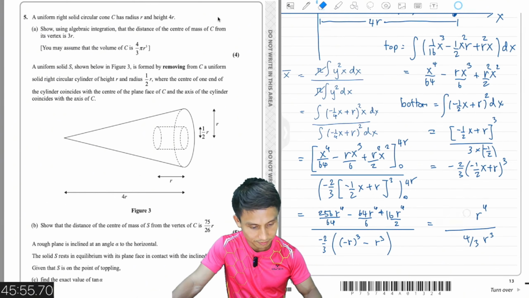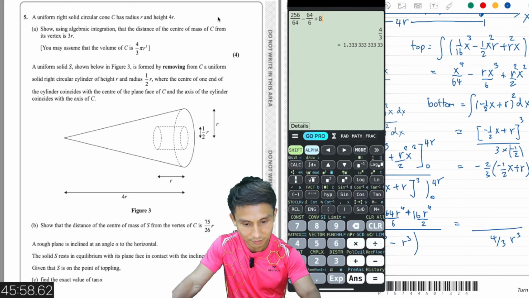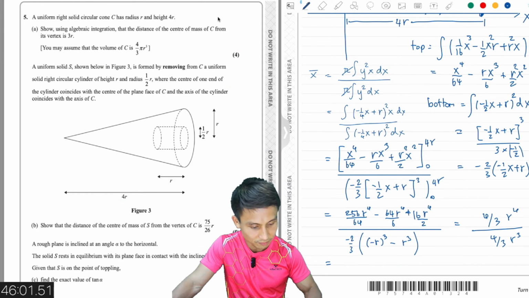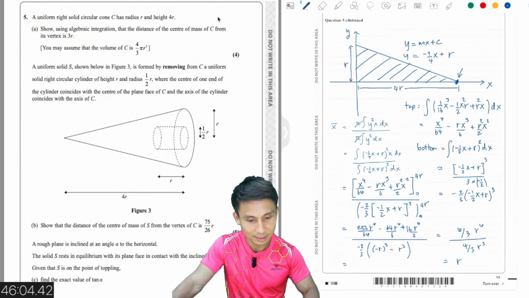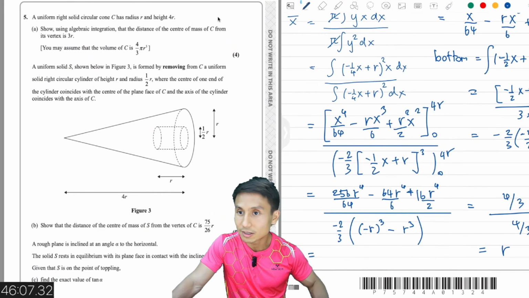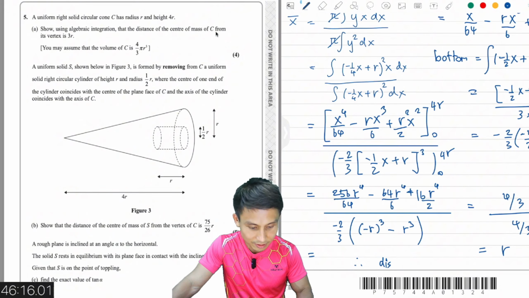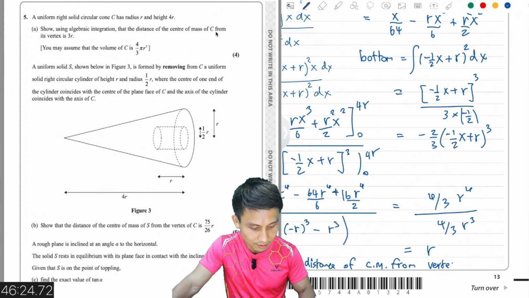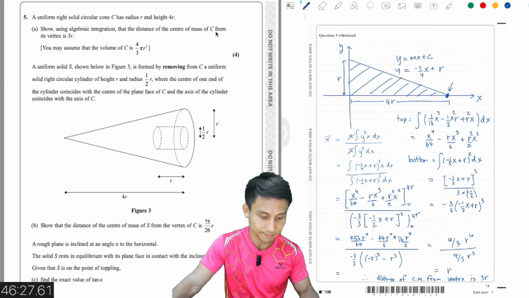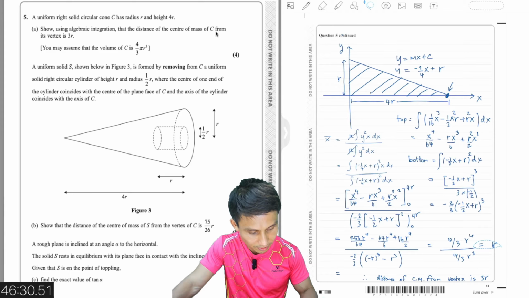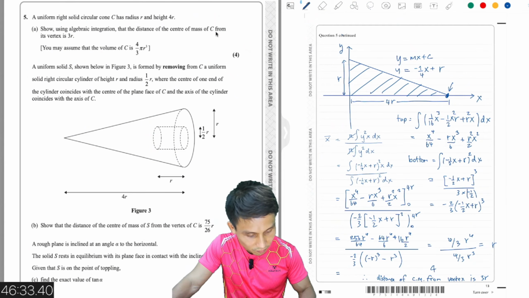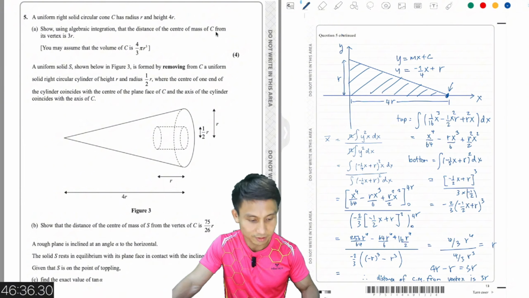So that is 4/3 instead, right? And it's a positive, so we get positive and positive. So that is just r, as expected. So that means the distance from the center of mass to its vertex, so therefore, distance of center of mass cm from vertex is 3r. Yeah, because we got this to be r, right? So we can just do 4r minus r equals 3r, and that's the answer.